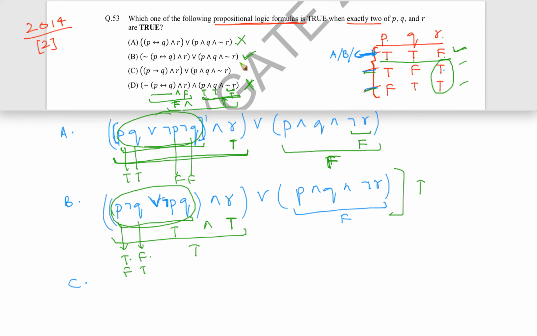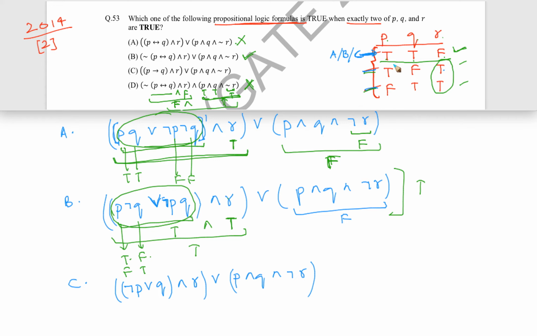Let's see the option C. Now in the C option they are saying that P implies Q and not R. Okay, so P implies Q can be written as not P or Q. You might be knowing, right? A implies B can be written as not A or B. So P implies Q can be written as not P or Q. And after that we are going to have and R. And after that or P and Q and not R.